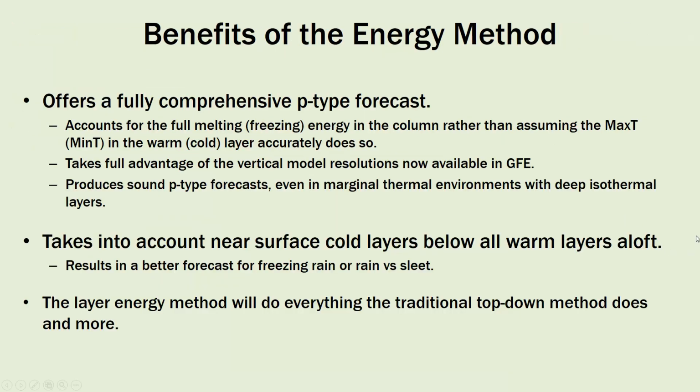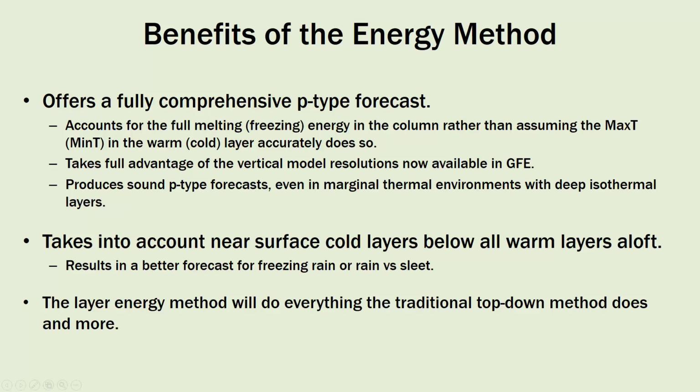So overall, the benefit of the energy method is that it offers a fully comprehensive precipitation type forecast, since it takes into account the full melting and freezing energy in the column rather than just assuming that the maximum and minimum temperatures in those layers will accurately do so. It's able to take advantage of the full vertical model resolution available in GFE, so we can actually see changeovers that the models are showing. If there's dynamic cooling, for instance, we can see that in the model. And in one of the next talks, I will show an example of that.